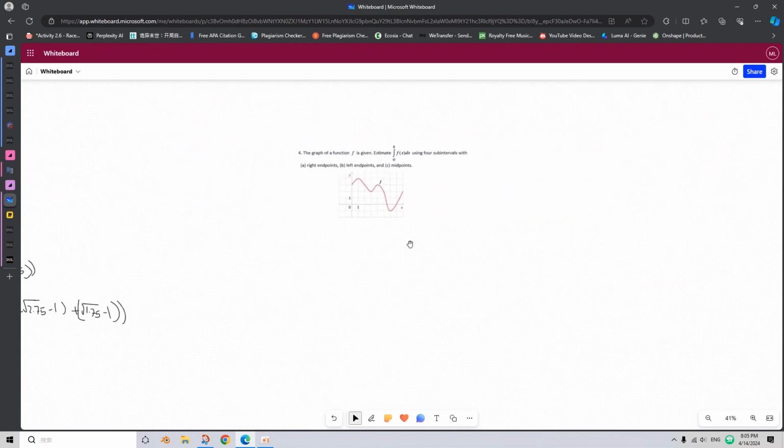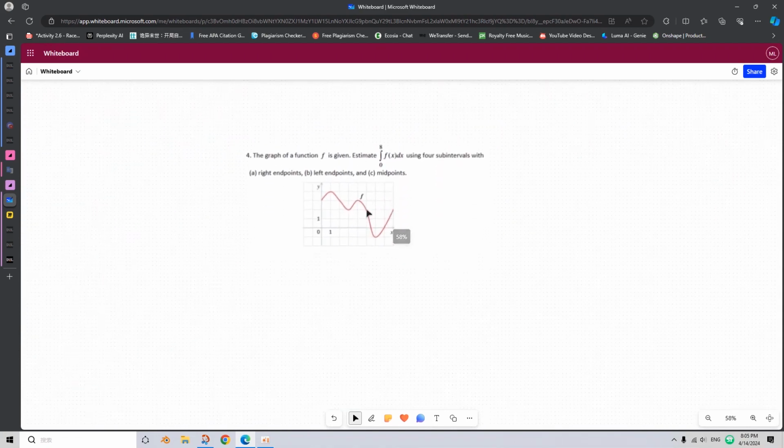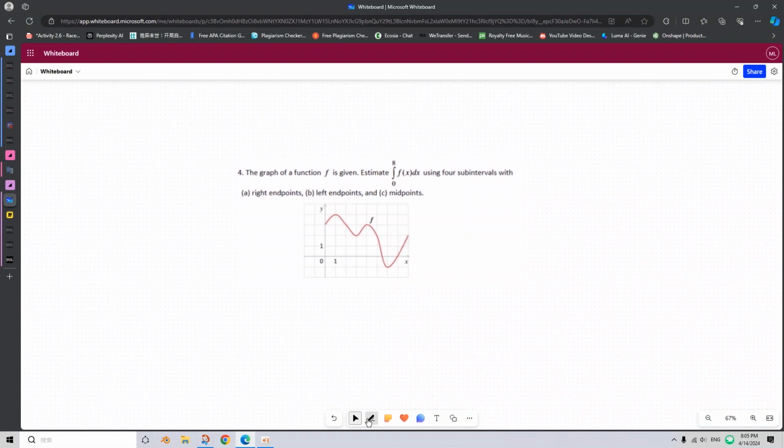Now you can try this by yourself. You can pause the video and try doing this. So first, they gave us this, using subintervals. So they gave us a and b. A equals 0, b equals 8.